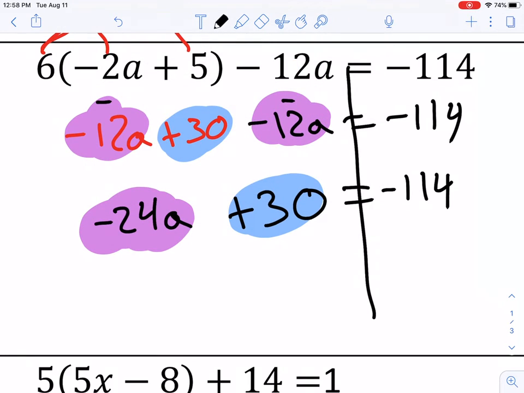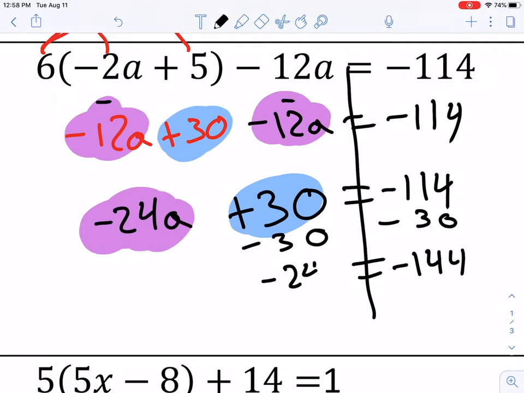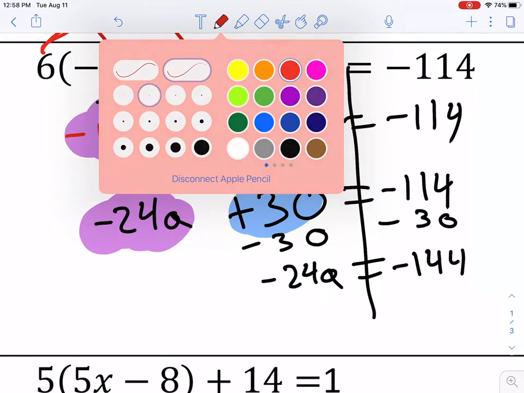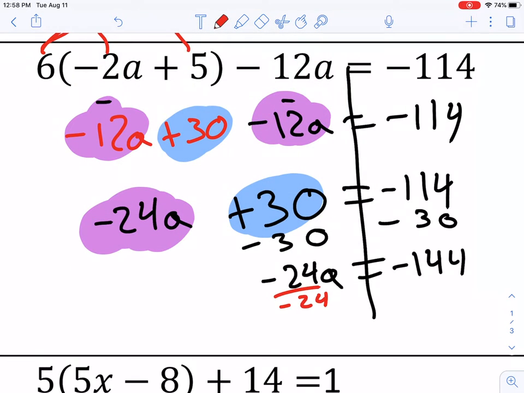So I will solve it by subtracting 30 from both sides first, which is going to give us negative 144. And then my negative 24a. To get rid of a negative 24 that's multiplying with a, I will divide. So that a equals a negative 144 over a negative 24. So it's going to give us a positive answer. And it is positive 6.